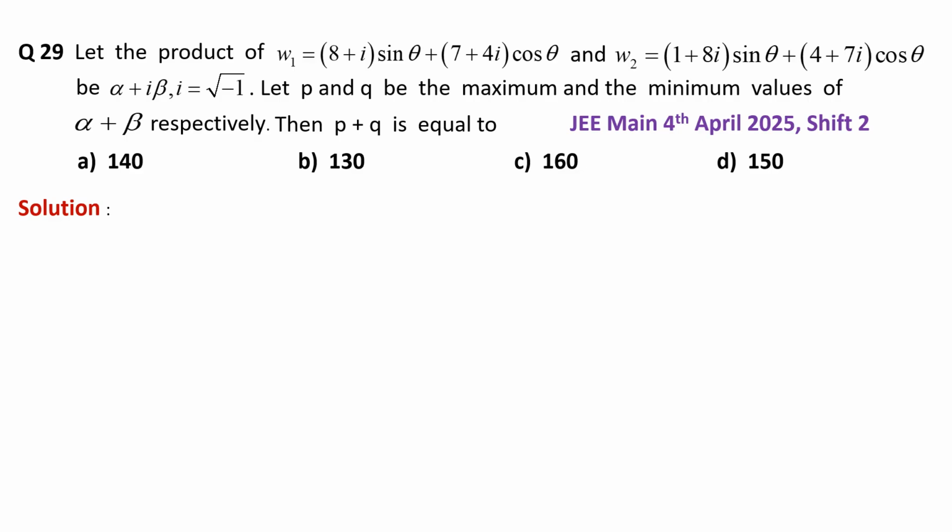It says, let W1 = sin θ (8 + i) + cos θ (7 + 4i) and W2 = sin θ (1 + 8i) + cos θ (4 + 7i). Let the product W1 W2 be α + iβ, where i is equal to the square root of minus 1. Let P and Q be the maximum and the minimum values of α + β respectively. Then P + Q is equal to.